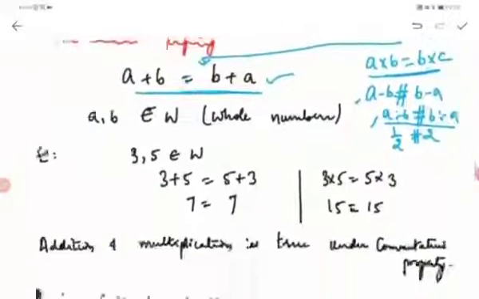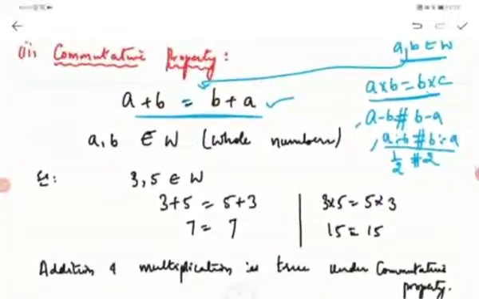Let's see some examples one by one. For addition, under addition, how is this commutative property true? If I take two numbers 3 and 5, that belong to whole numbers.